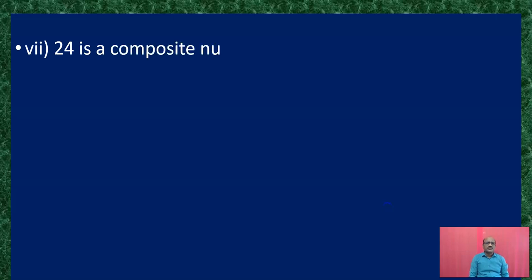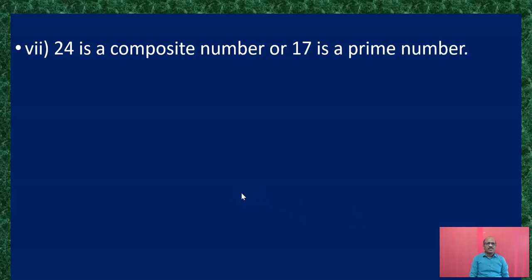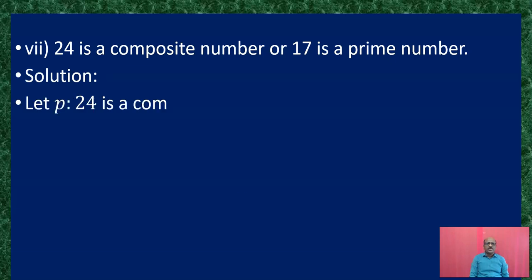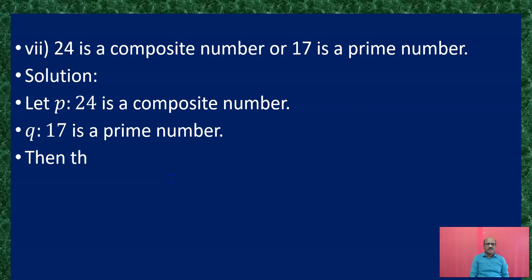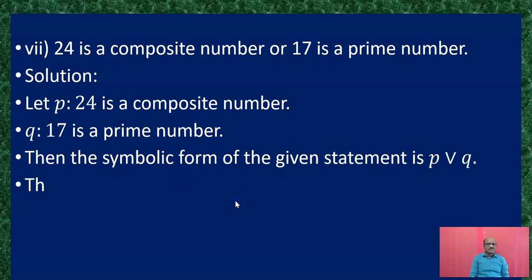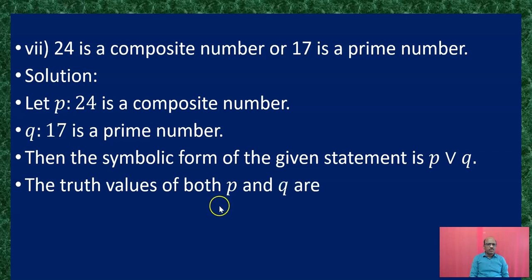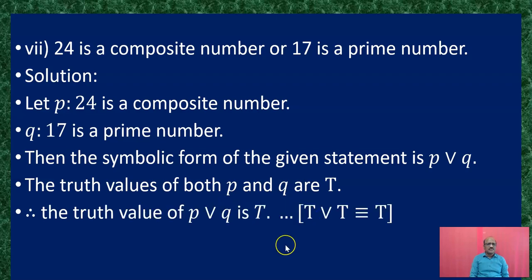Next is: 24 is a composite number or 17 is a prime number. Solution: let P be 24 is a composite number, Q be 17 is a prime number. Then the symbolic form is P or Q. The truth values of both P and Q are T, and therefore T or T is T.